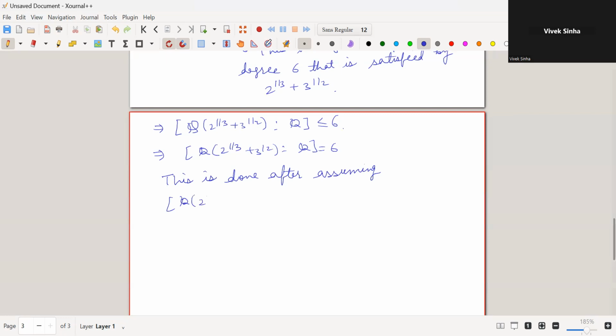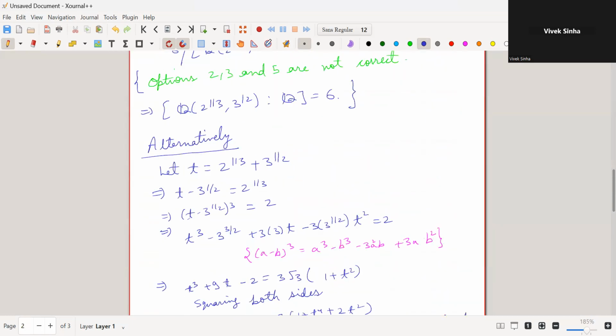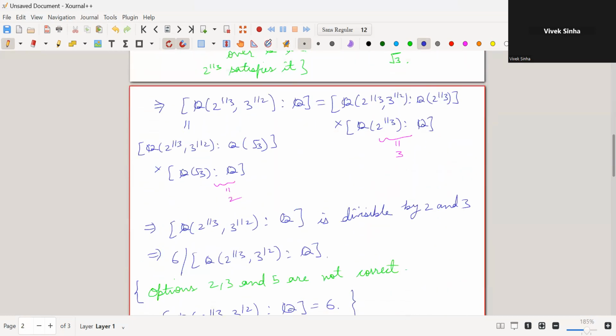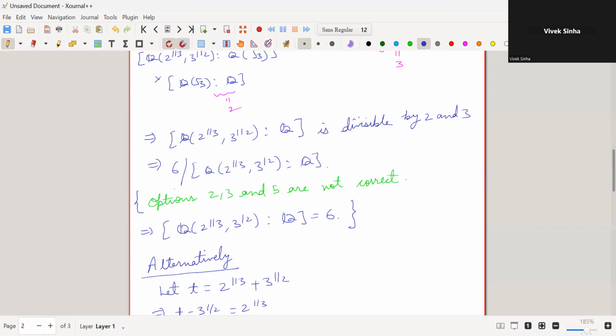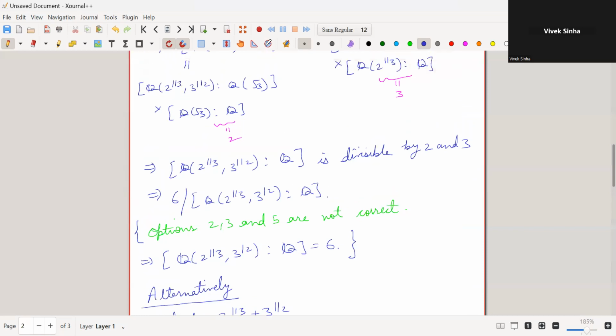Q(2^(1/3) + 3^(1/2)) is the same as, is isomorphic to the field Q(2^(1/3), 3^(1/2)). So either you prove this or you use a trick. So this we have used here, right? To argue that it is divisible by 6. So the degree has to be greater than or equal to 6, right?